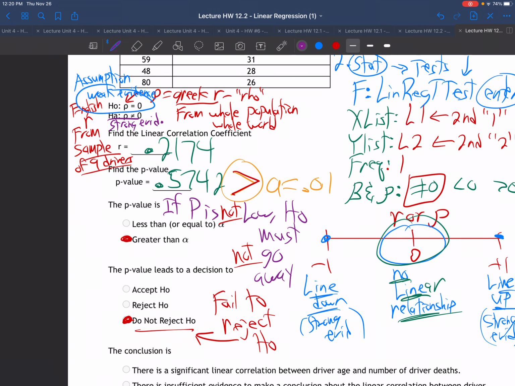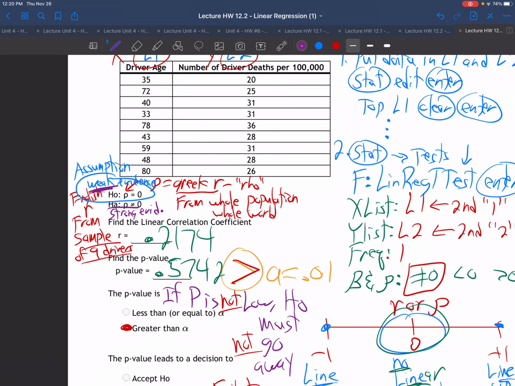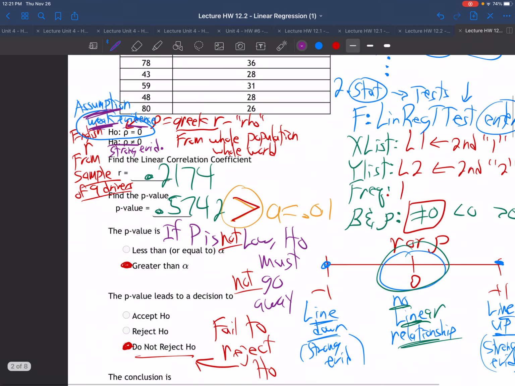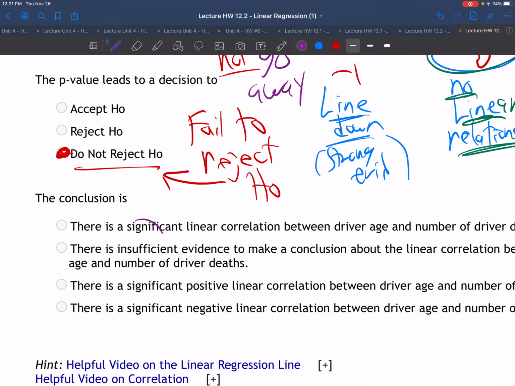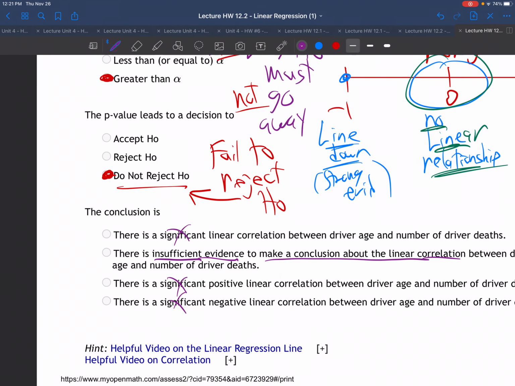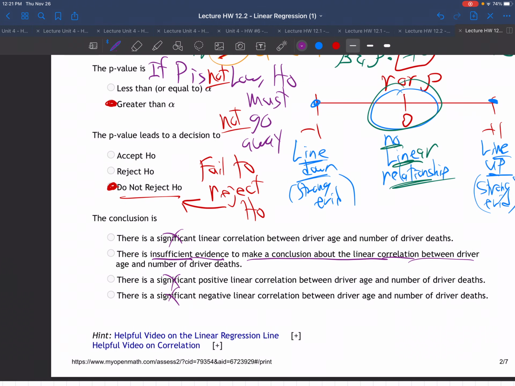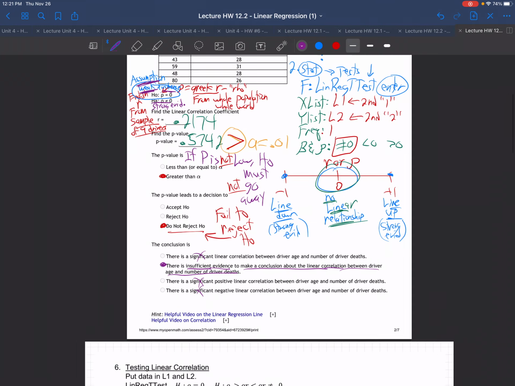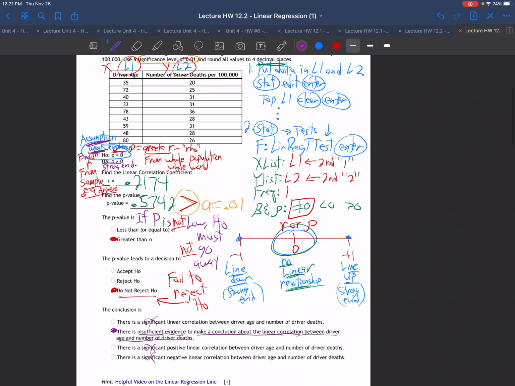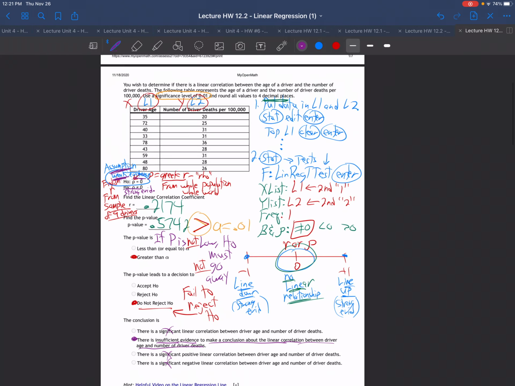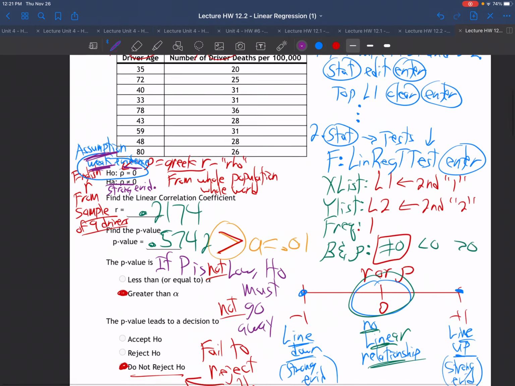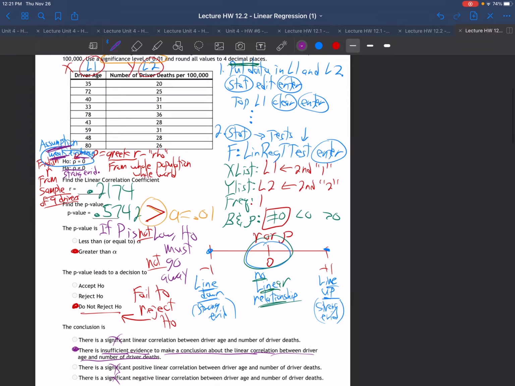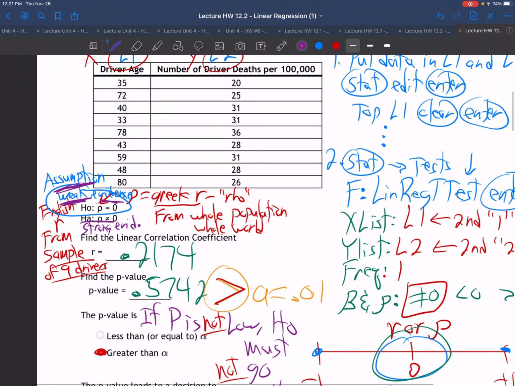So in this case, we are saying weak evidence, because that's our assumption. So you come down here, weak evidence. Well, it's not significant. It's insufficient evidence to make a conclusion about the linear correlation between driver age and number of deaths. Yeah, there's just not enough evidence. We don't have any strong evidence that there's a linear connection. We're not sure there's not, but we're not sure there is. There's just not strong evidence one way or the other.